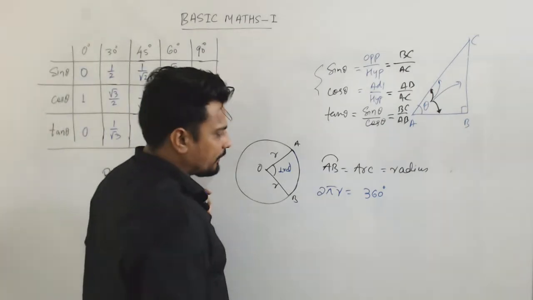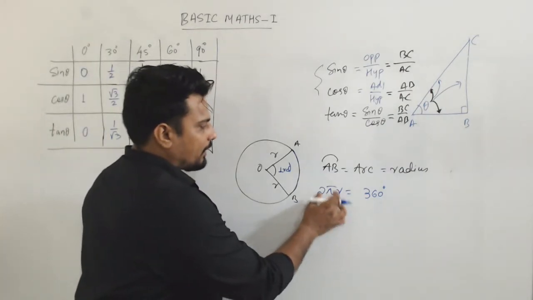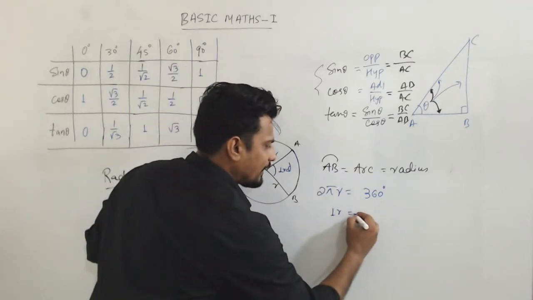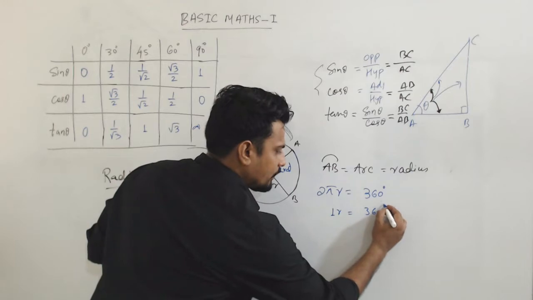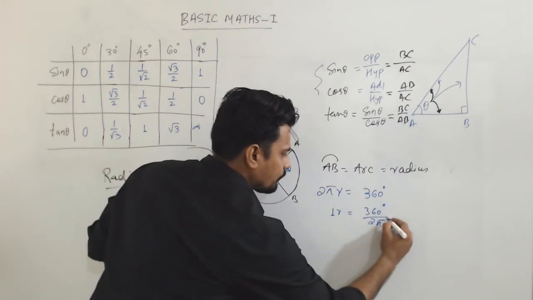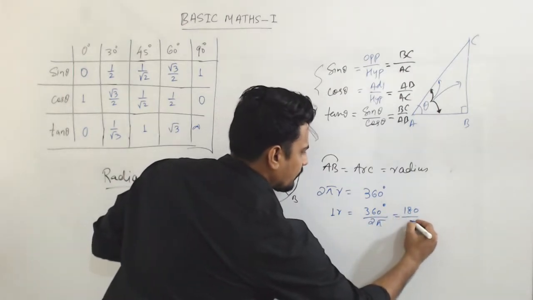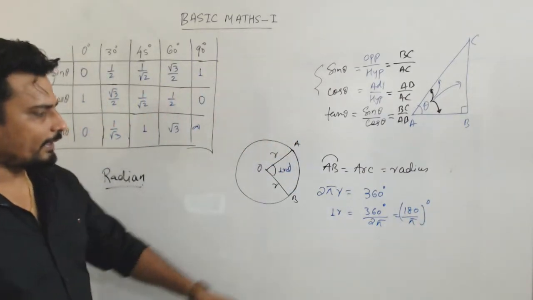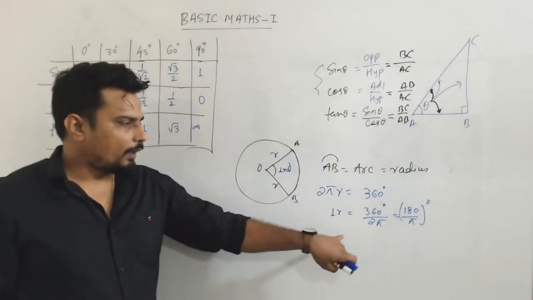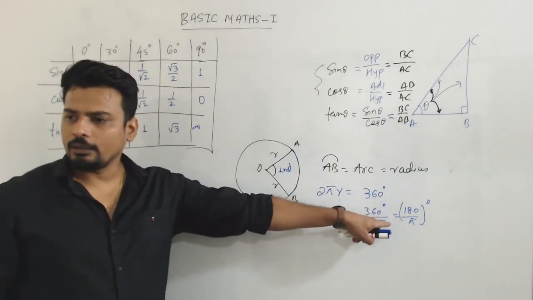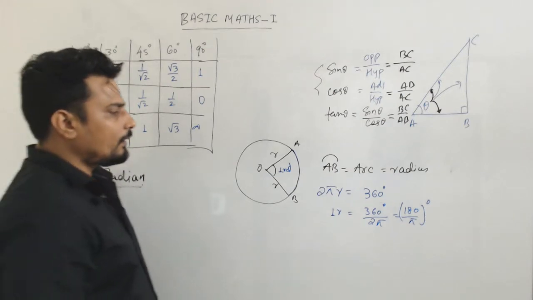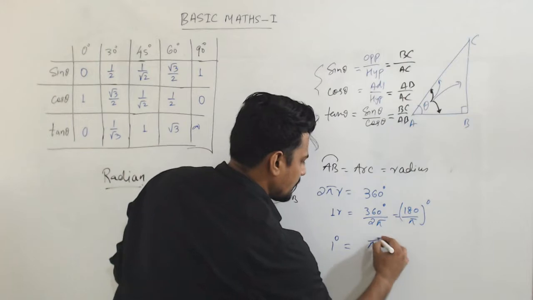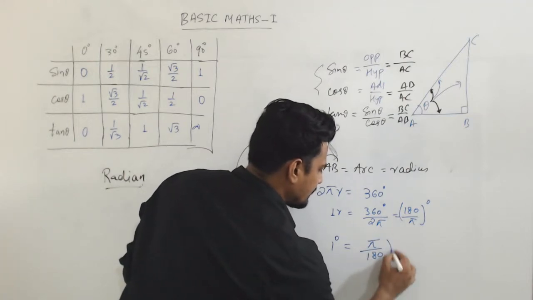What I'm interested in is finding the angle subtended by an arc with a length of 1 radius. So 1 radius would subtend how much angle at the center? 360 degrees upon 2 pi, which gives you 180 upon pi degrees. That gives you a relation between radians and degrees. So 1 radian is equal to 180 upon pi degrees. Likewise, if I want to find 1 degree in terms of radians, 1 degree is pi upon 180 radians.